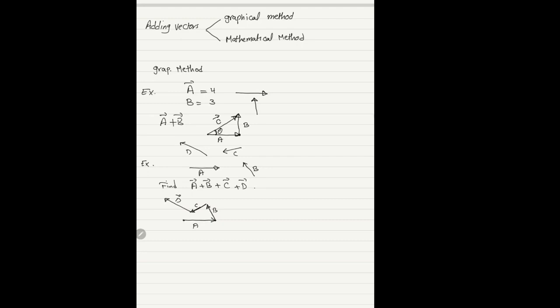Tail to tail, head to head is the resultant vector. So draw the resultant vector and let's name it E in this case. So A plus B plus C plus D equal to vector E. Again, if we use proper tools and draw this extra carefully, we can measure E with the ruler and find the direction for the resultant vector E.